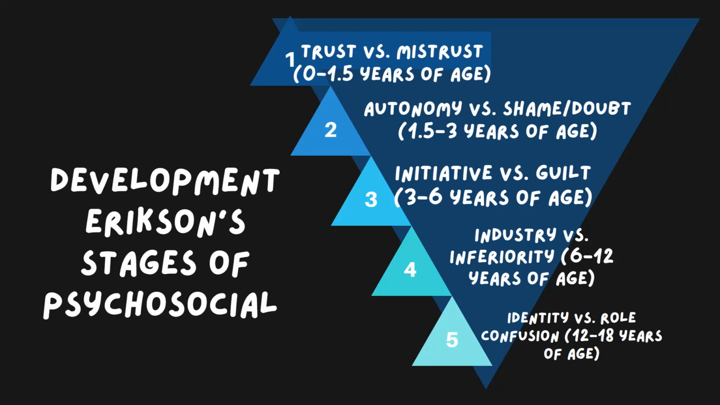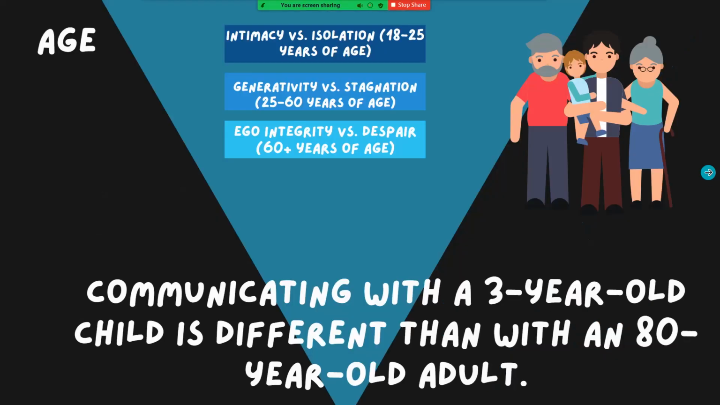6 to 12 years of age, industry versus inferiority. Identity versus role confusion, 12 to 18 years of age. Intimacy versus isolation is 18 to 25. Generativity versus stagnation, 26 to 60, and ego integrity versus despair is 60 years of age and plus.